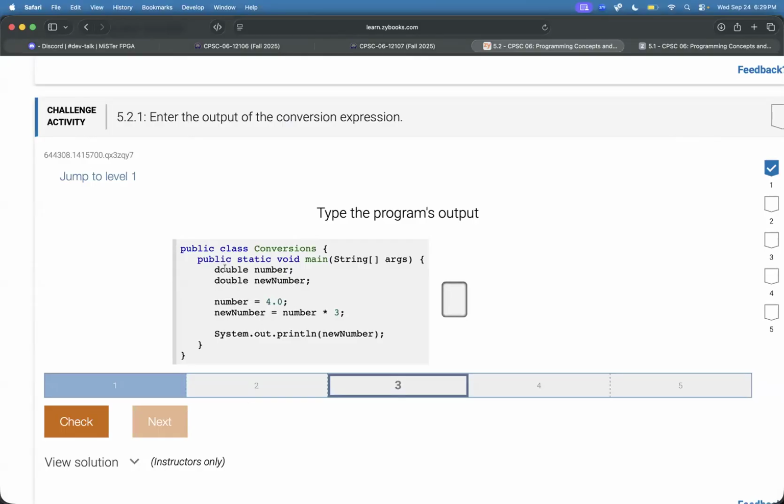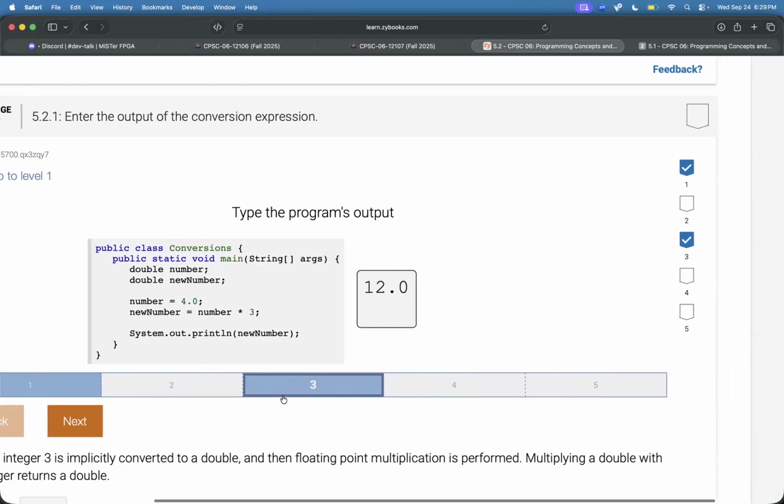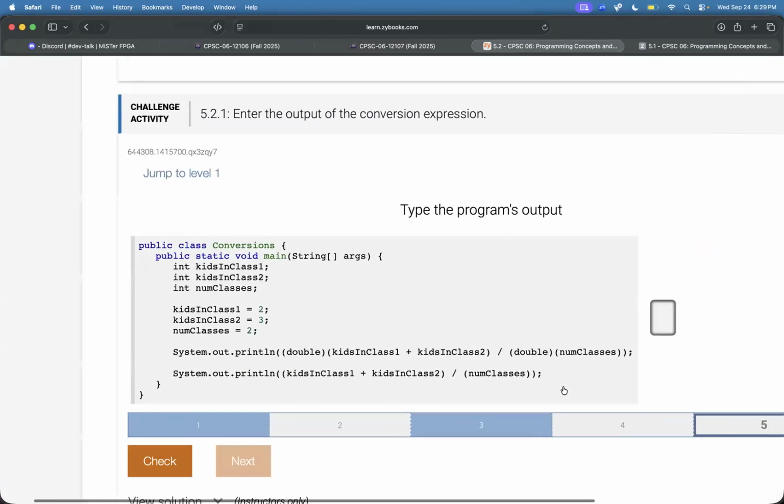Now we got doubles. So number is 4.0. New number is number, which is 4.0 times 3. 4.0 times 3 is 12. But both of these are doubles, so it's not going to store 12, it's going to store 12.0. And again, this is a system.out print line, so we'll hit enter. I didn't do number 2. Let's do number 5. Jump to the end.